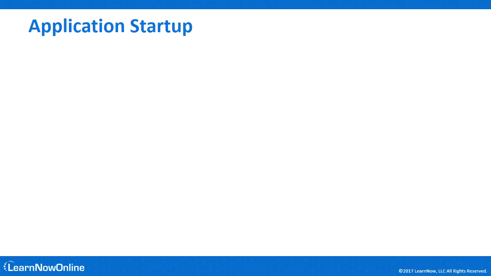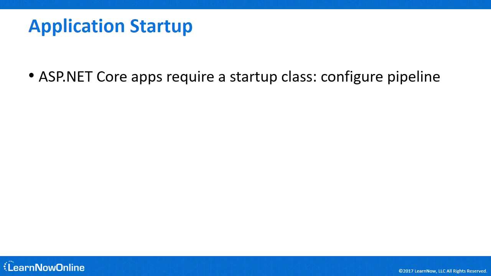Pretty clever, huh? Okay, so ASP.NET Core apps require a startup class, at least one. This class is responsible for configuring the request pipeline that handles all requests that come into the application. Now you can have multiple startup classes, but the runtime has some rules for picking the one to use. And you can have different startups for different environments.